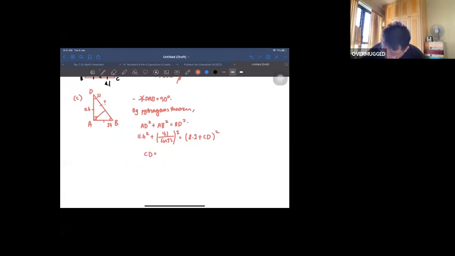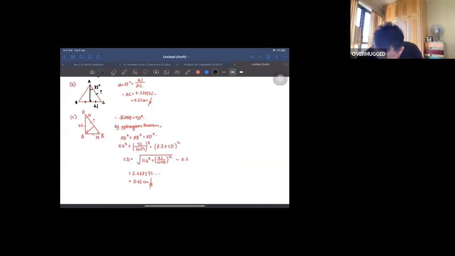CD is the same thing as the root of 11.6 squared plus 4.1 over sine 33 squared, all outside, minus 8.2. Okay, and since we are square rooting, just take note we are taking the positive and negative values, but obviously we want the positive value, so we don't need to do anything here. This is 5.628579. Final numerical answer is 5.63 cm. Okay, so just take note that this is the exact form.